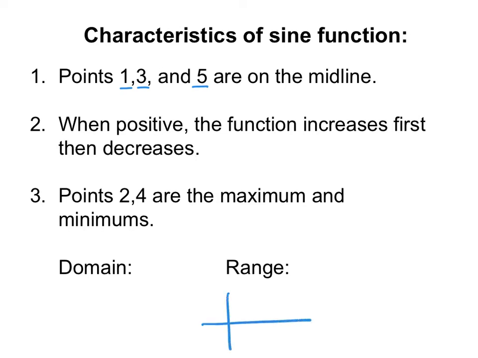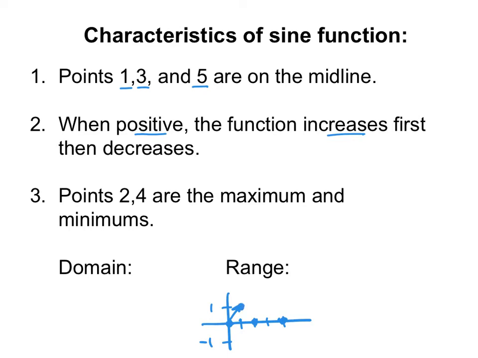When we created those 5 points there, remember this is our first point, points 1, 3, and 5 were on the midline. When you have a positive function, you will increase first, and then it decreases. So in other words, it's going to go up before it goes down. So points 2 and 4 are the maximum and the minimum. So our maximum originally is 1 and the minimum is -1.